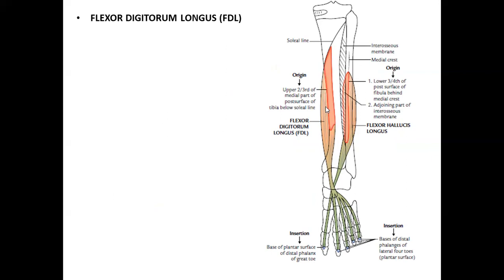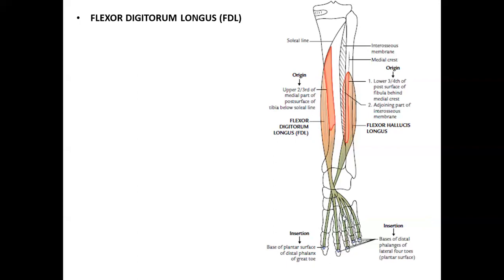ठीक है. Then ये कहाँ जाता है? Flexor digitorum longus नीचे जाता है and it is inserted into the plantar surface of the base of the distal phalanx of the lateral foretoes में जाता है, ठीक है? Lateral foretoes में जाता है. It is supplied by the tibial nerve.